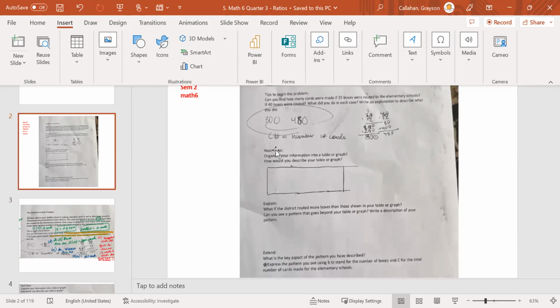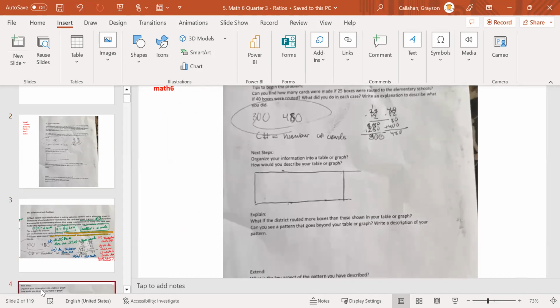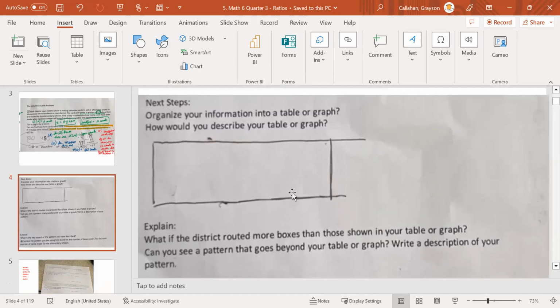Okay. Next step. Organize your information into a table or graph. How would you describe your table or graph? Explain if the district routed more boxes than those shown in your table or graph. Can you see a pattern that goes beyond your table or graph?